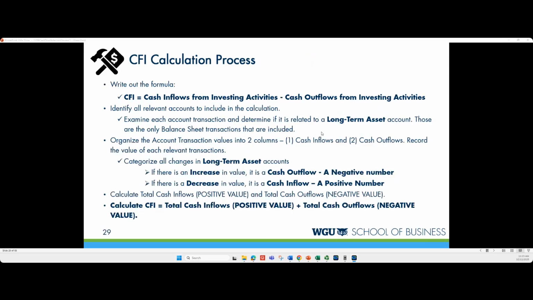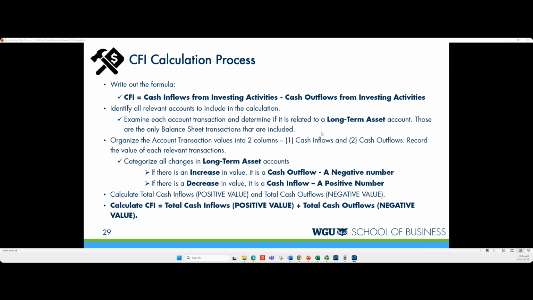So just like we did with our cash flow from operations, our cash flow from investing is going to follow a similar process. We're going to write out the formula first, which is the cash inflows from investing activities minus the cash outflows. We'll identify all the relevant accounts to include in the calculation. So remember, we're going to examine each transaction and only include it if it's related to a long-term asset account, period. Then we're going to organize the account transactions into two columns, cash inflows, cash outflows, and record the value of each of the relevant transactions.